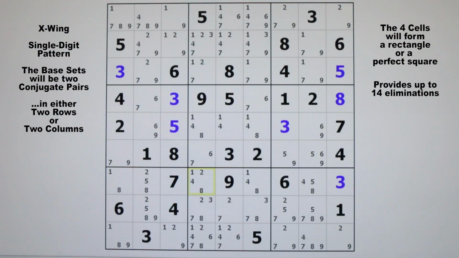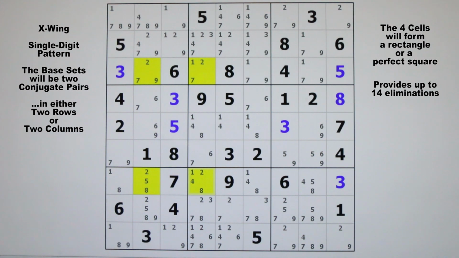Okay, now with an X-wing or with any other fish, the base sets can be either in the rows or the columns. So here we have one on candidate 2 where the base sets are in the rows. And if you look carefully here in row 3, there's a conjugate pair right there. They're the only 2 2s in row 3. And then in row 7, these are the only 2 2s in row 7. And they line up perfectly to form a rectangle like that.